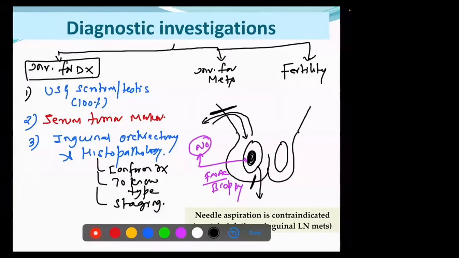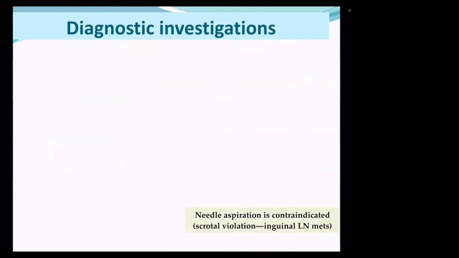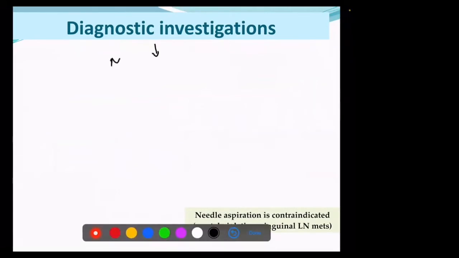Wait. These are the investigations for your diagnosis. The most confirmatory investigation is histopathology or biopsy, that is, after orchiectomy. And what about the metastatic evaluation? For metastatic evaluation, we always do abdominal CT scan. So again, you have to understand this.